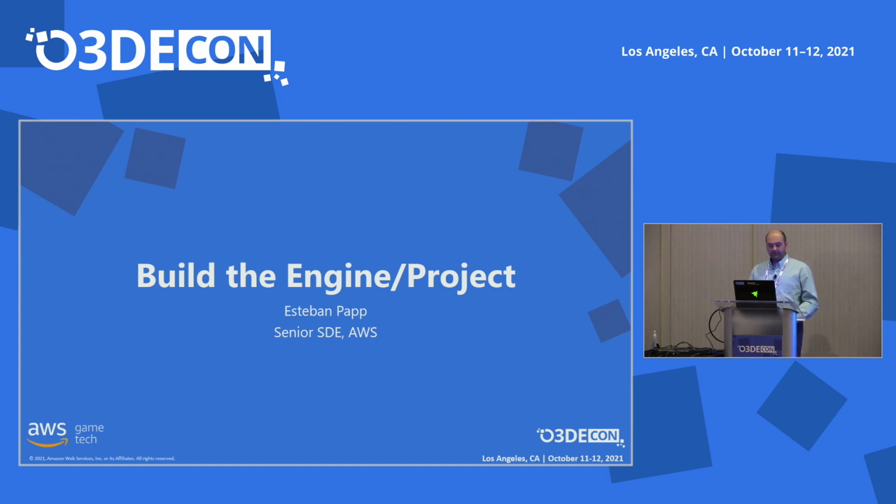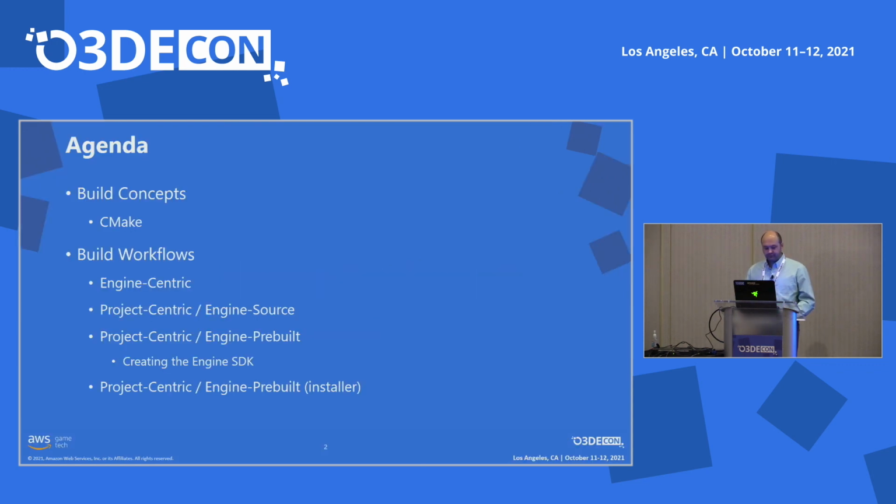My name is Esteban Pap. I'm a senior SDE at AWS, and I have been working in O3DE and before that in Lumberyard. And I'm going to present how we build the engine and the project.